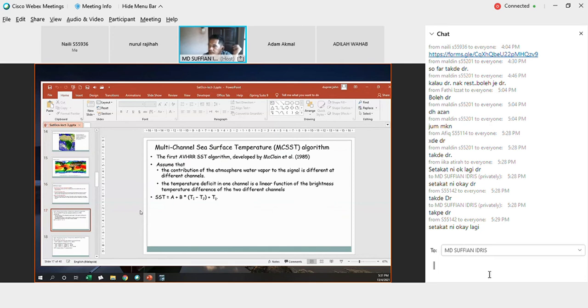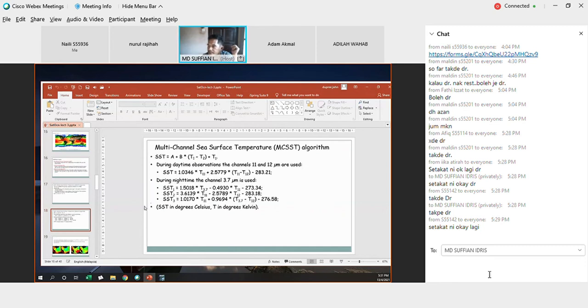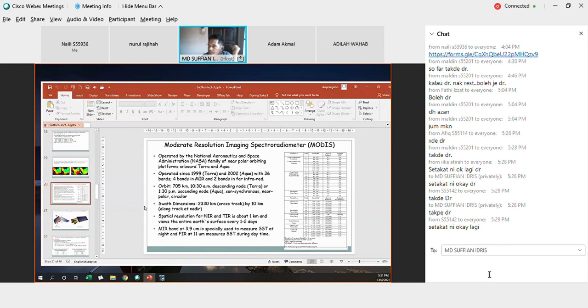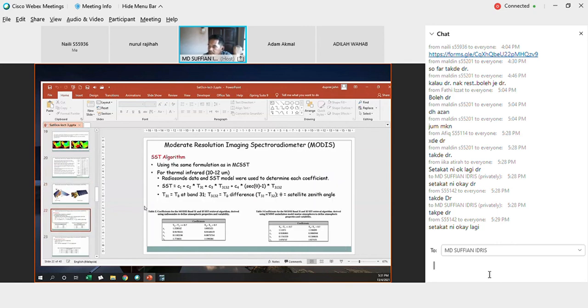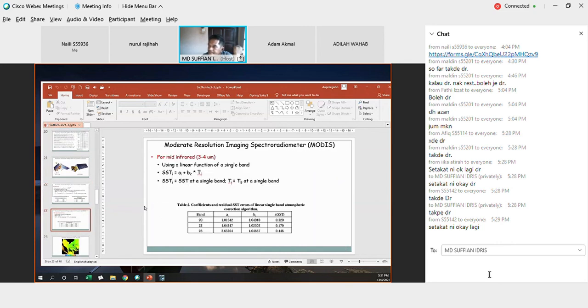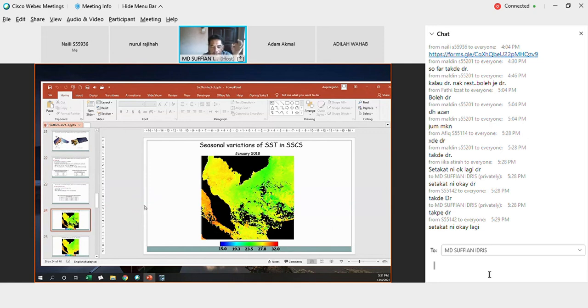Okay, so the algorithm uses MCSST, multi-channel sea surface temperature. And then we have MODIS. For MODIS you must know the wavelengths. MODIS uses wavelengths of 4.0 and also 11 microns. It has two wavelengths that are used to measure SST.